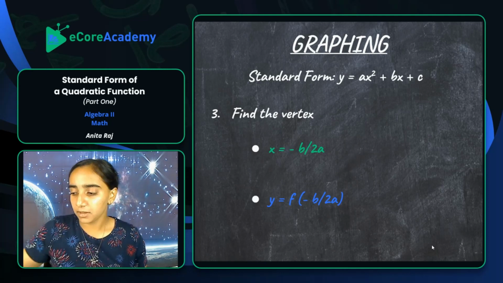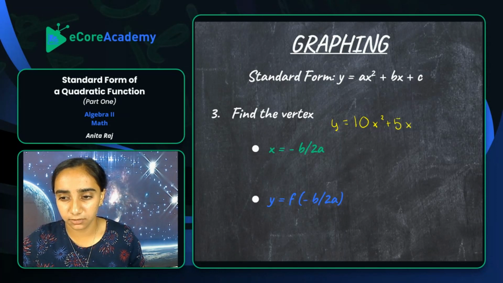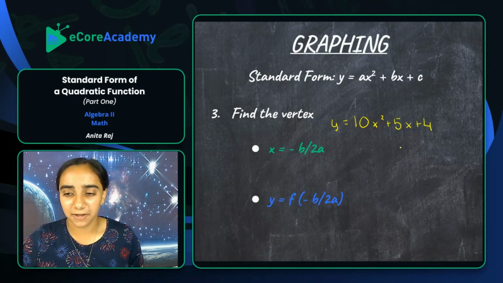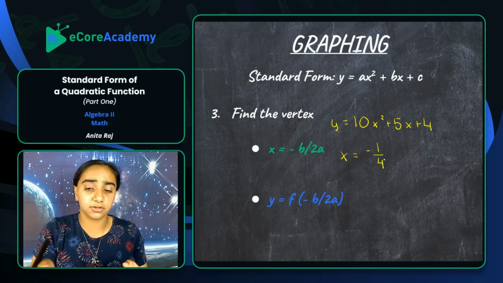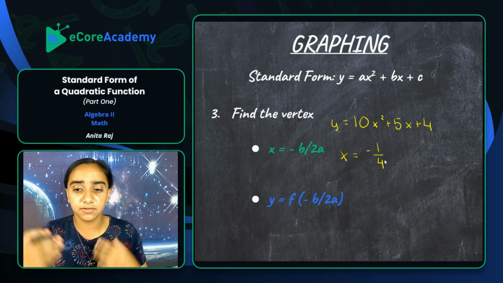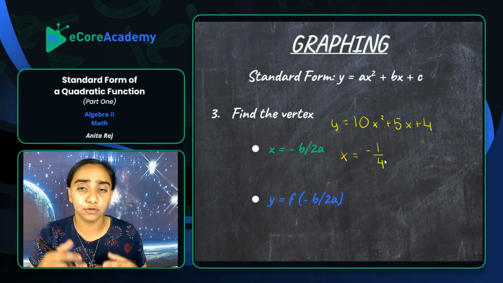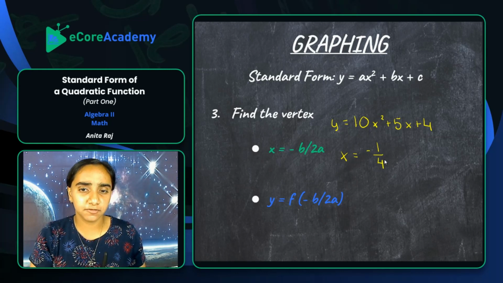So what does this mean? I'm just going to use the previous example of y equals 10x squared plus 5x plus 4. Ooh, I hope this doesn't get messy. I'm going to use the same example, and what did we say? We said x is equal to negative 1/4. Using negative b over 2a, we found this because we took negative 5 divided by 2 times 10, which is negative 5 over 20, which is negative 1/4. So we found out what x is now.